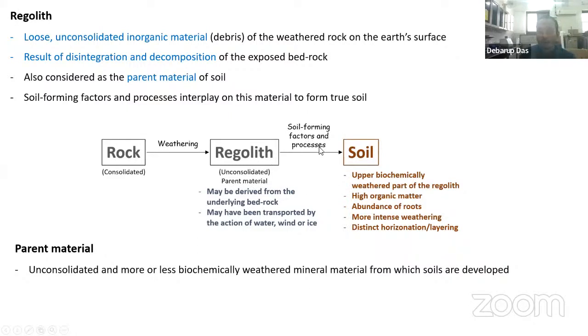So on regolith, soil forming factors and processes will act and form the true soil, which is the upper biochemically weathered part of the regolith. It has high organic matter and an abundance of roots. There are no roots and no organic matter in regolith. More intense weathering can be seen in soil as compared to regolith, because further weathering and soil forming processes lead to soil. And you will find distinct horizontal layering, distinct genetic horizons like O, A, E, B, in the soil, which you will not find in the regolith. So, unconsolidated and more or less biochemically weathered mineral material from which soils are developed is called parent material.